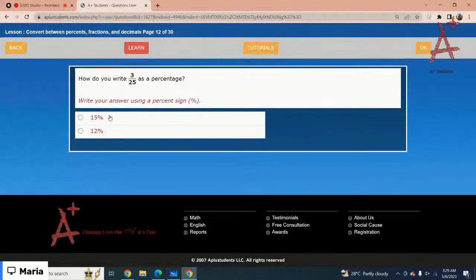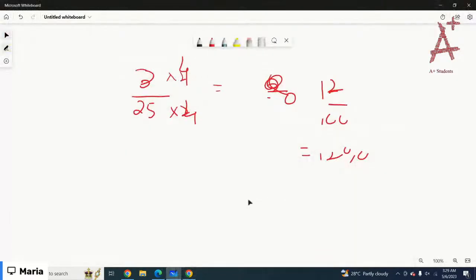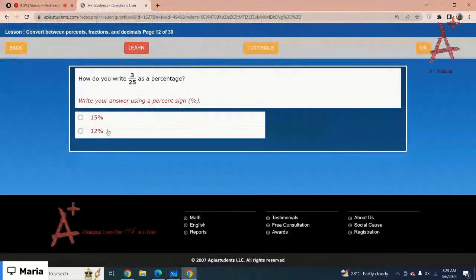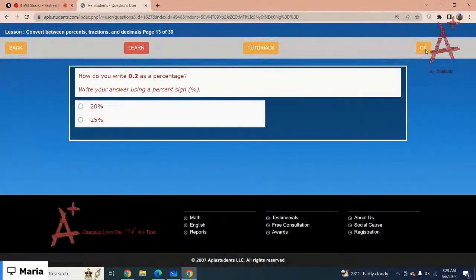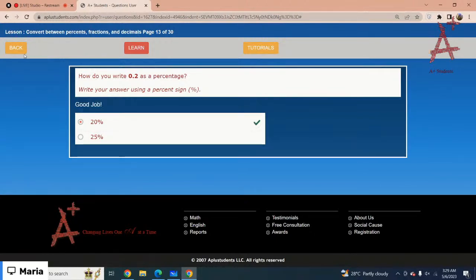The correct option is, and you have to write down the answer in percentage form, it would be yes, 12%. The correct option is 12. Okay, how do you write down 0.2 as a percentage? You have to multiply it by 100, it would be 20%. Okay, you can complete the test by yourself later today. Let's just move on to the next lesson.